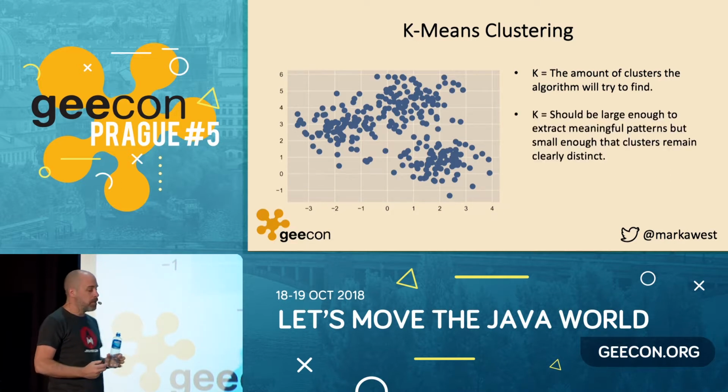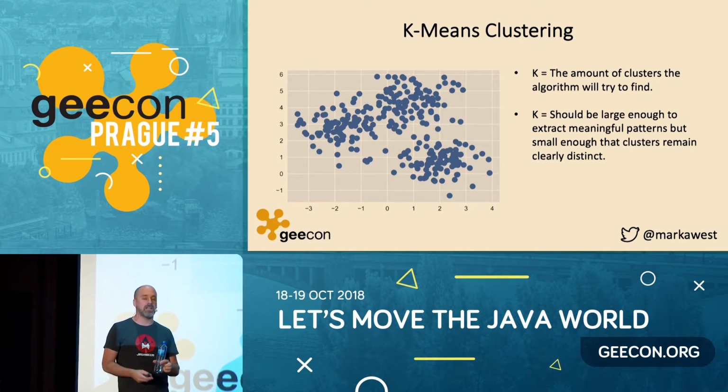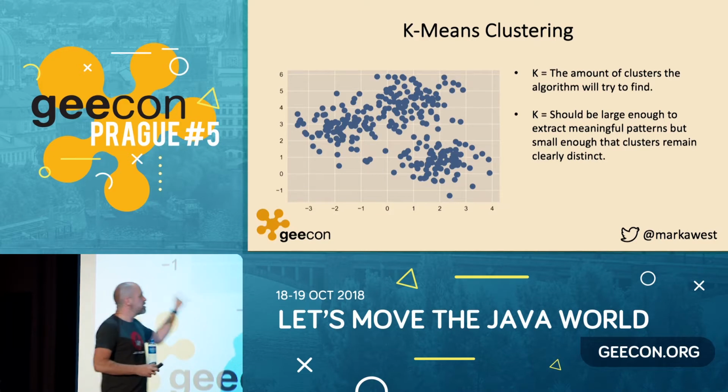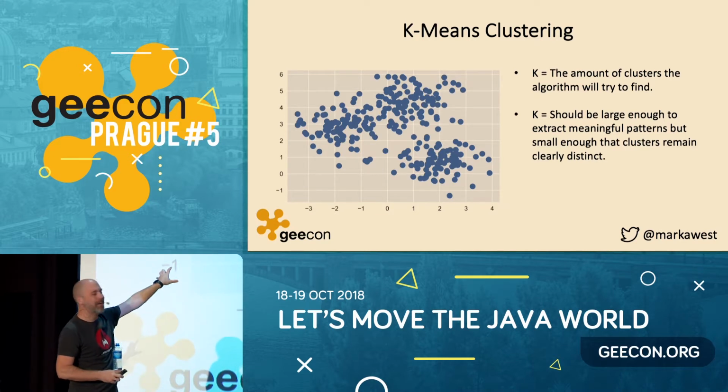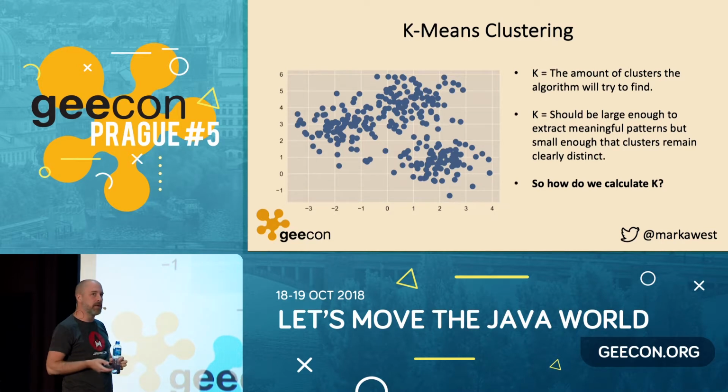And k needs to be large enough to extract meaningful patterns, but small enough that clusters remain distinct. So with this data here, if you tried applying 10 clusters to it, it would be meaningless. And if you tried to apply one cluster, that would also be meaningless. So we need to work out how we can calculate k.